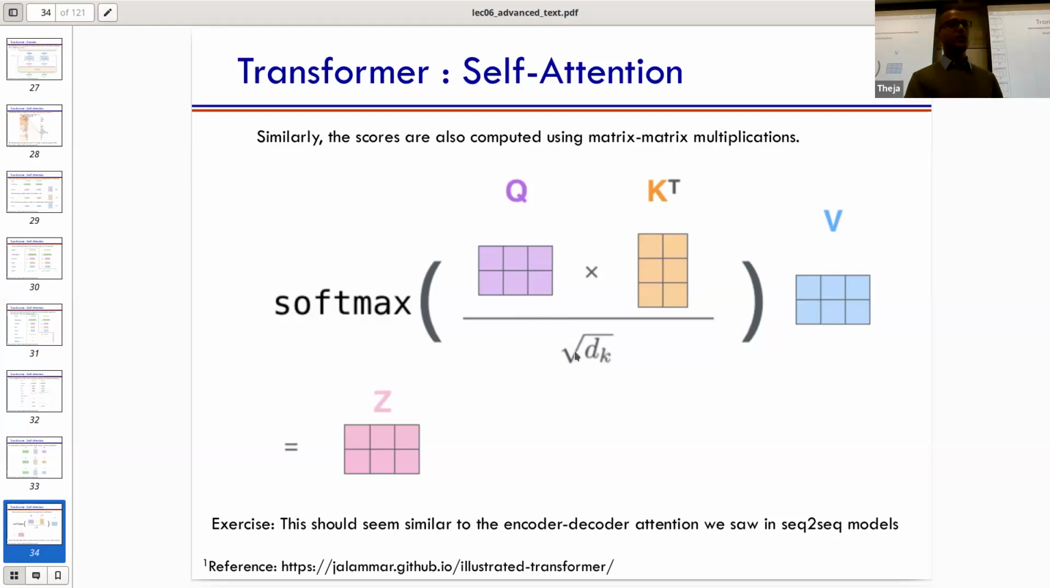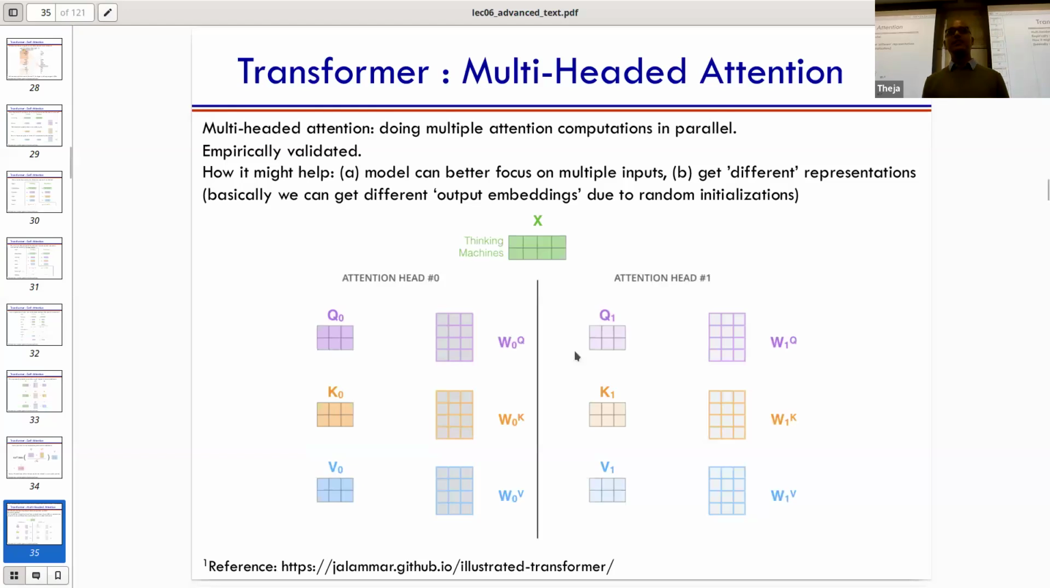Okay, so this is not the complete self-attention story. This is the core block. Now all we're going to do is add some redundancy. Okay, so that's what we'll see next. Add some redundancy in the self-attention block itself, and that's the notion of multi-headed attention. Okay, the idea is very simple.